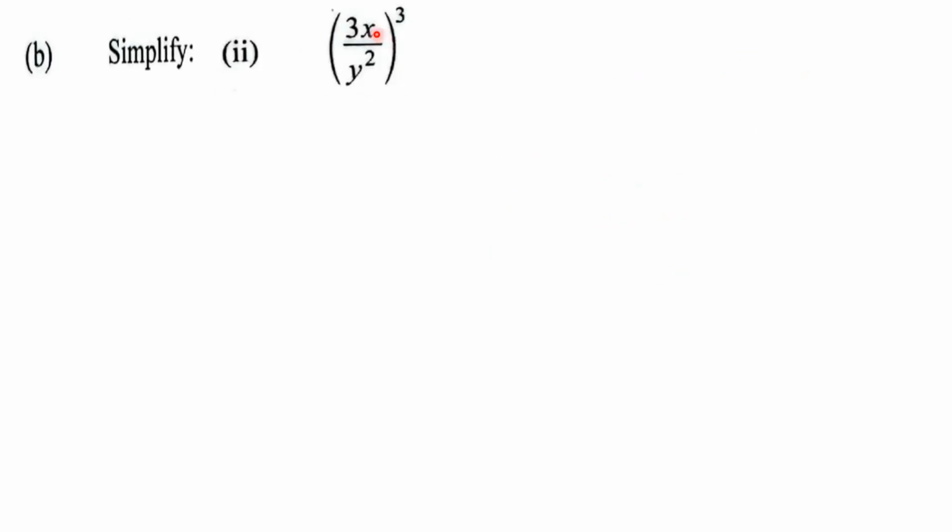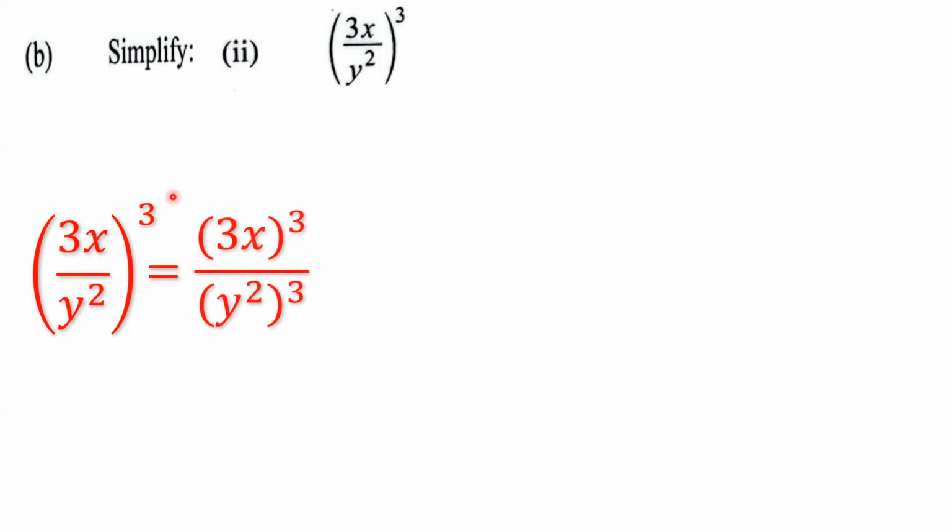Here we have 3x divided by y squared, all raised to the power of 3. What we're going to do here is take this 3 and count it for the 3x, and take this 3 and count it for the y squared, right? And so what does that mean? That means we're going to put this 3 on the numerator and put this 3 on the denominator. So we have 3x raised to the power of 3 and y squared raised to the power of 3.